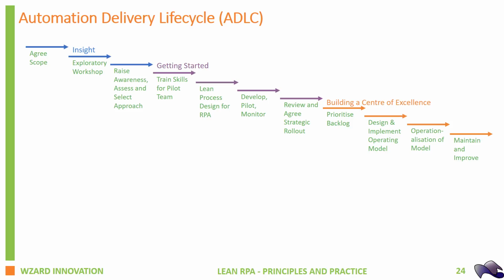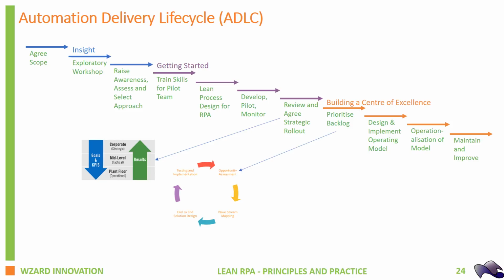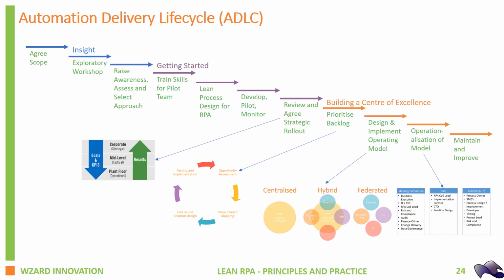If we take a look at our automation delivery lifecycle, then we'll see that the topics we've discovered in this chapter have all been around building a centre of excellence. We started by looking at the strategy deployment, or Hoshin Kanri, the way that you define strategic, tactical and operational goals. We've also looked at how we prioritize the backlog and now create that as part of a continuous ongoing exercise. We've also looked at the different operating models, centralized, federated, and of course our preference, which is hybrid. And we've also started to look at operationalisation of that model with topics such as governance.